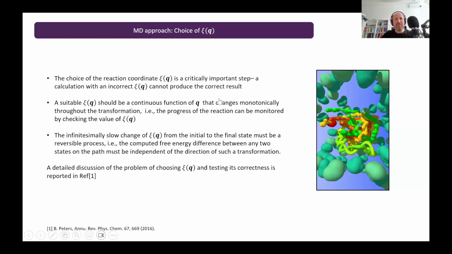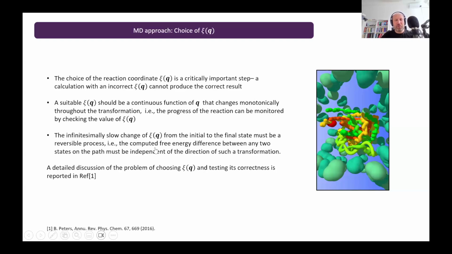I can't emphasize enough how important this step is. If you make a mistake in this step, everything that you compute using that will be wrong. So the suitable Xi, the approximation to the reaction coordinate, must be a continuous function of atomic positions and should be chosen such that it changes monotonically throughout the transformation. This is important because you must be able to monitor the progress of the reaction just by checking the value of Xi.